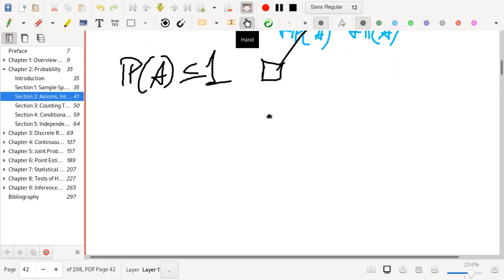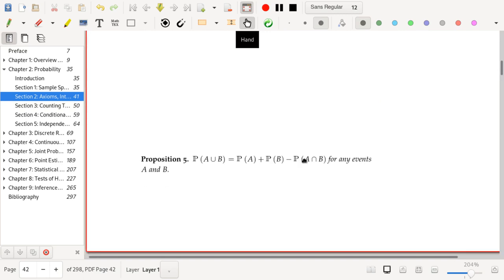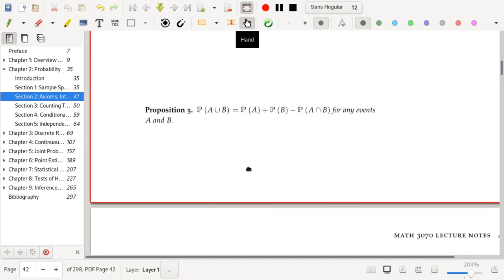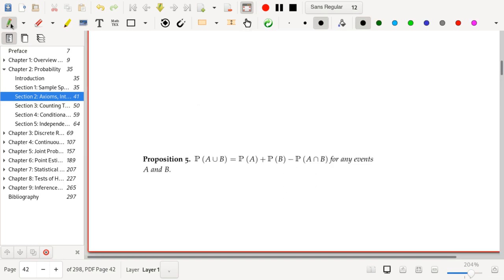Next one. The probability of A union B is equal to the probability of A plus the probability of B minus the probability of A intersected with B, for any events A and B.